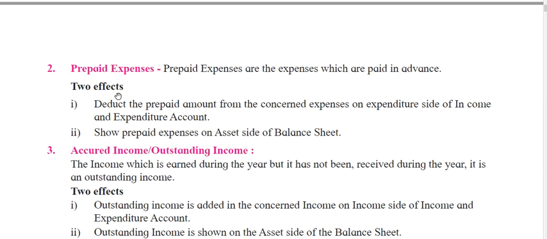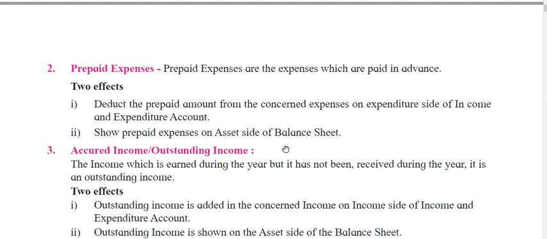There are two effects in calculating prepaid expenses. First, deduct the prepaid amount from the concerned expense on the expenditure side of the income and expenditure account. Second, show prepaid expenses on the asset side of the balance sheet. Whatever amount is paid in advance goes to the balance sheet and is deducted in the income and expenditure account. So these are the two effects of the adjustment of prepaid expenses.